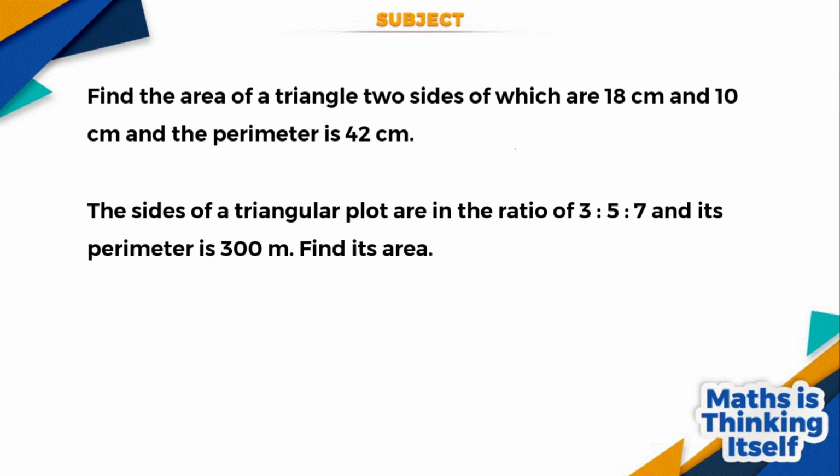Now in the next video we learn how to find the area for these two examples. These are two different problems. In one problem, two sides and the perimeter are given, and in the next problem the ratio of the sides and the perimeter are given. Then how to find the area?